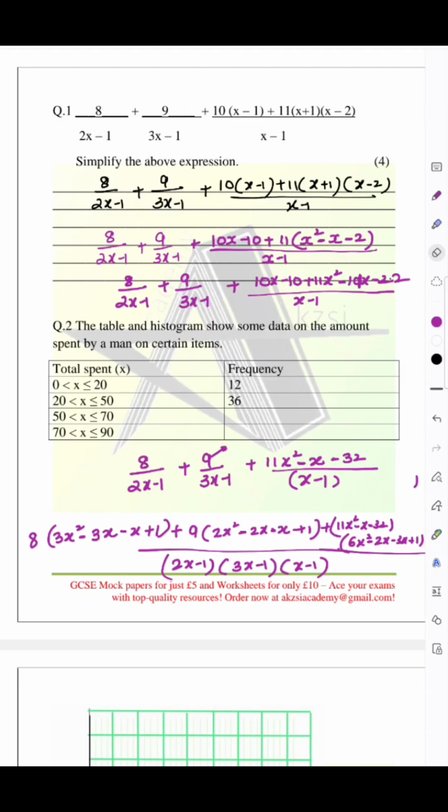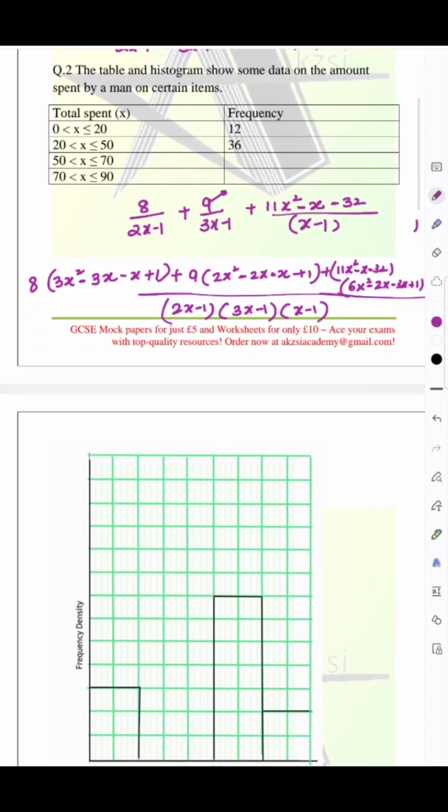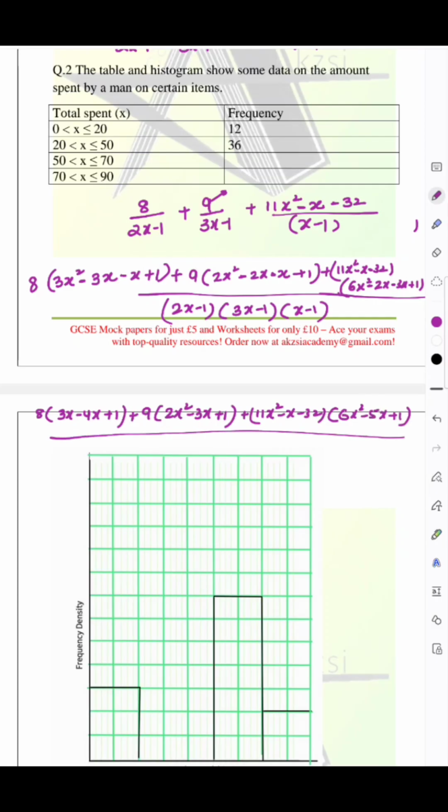Now, let me simplify this one. So, I'm simplifying the numerator. So, 8 is out there already. So, 3x squared minus 4x plus 1 times 9, 2x squared minus 3x plus 1, plus 11x squared minus x minus 32 times 6x squared minus 5x plus 1, over 2x minus 1 times 3x minus 1 times x minus 1. Now this will become 24x.